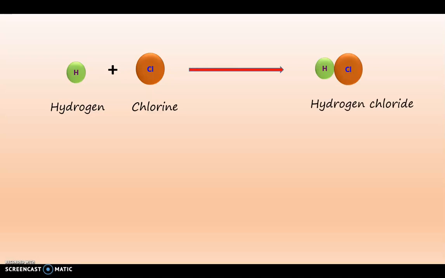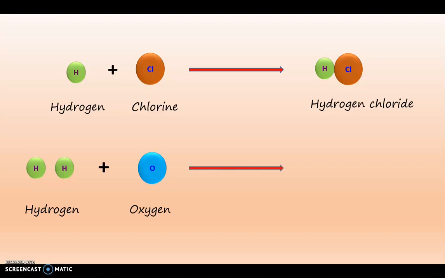Compounds are formed when atoms of more than one element combine with each other. For example, an atom of hydrogen combines with an atom of chlorine to form a molecule of hydrogen chloride. Similarly, two atoms of hydrogen combine with one atom of oxygen to form a molecule of water.